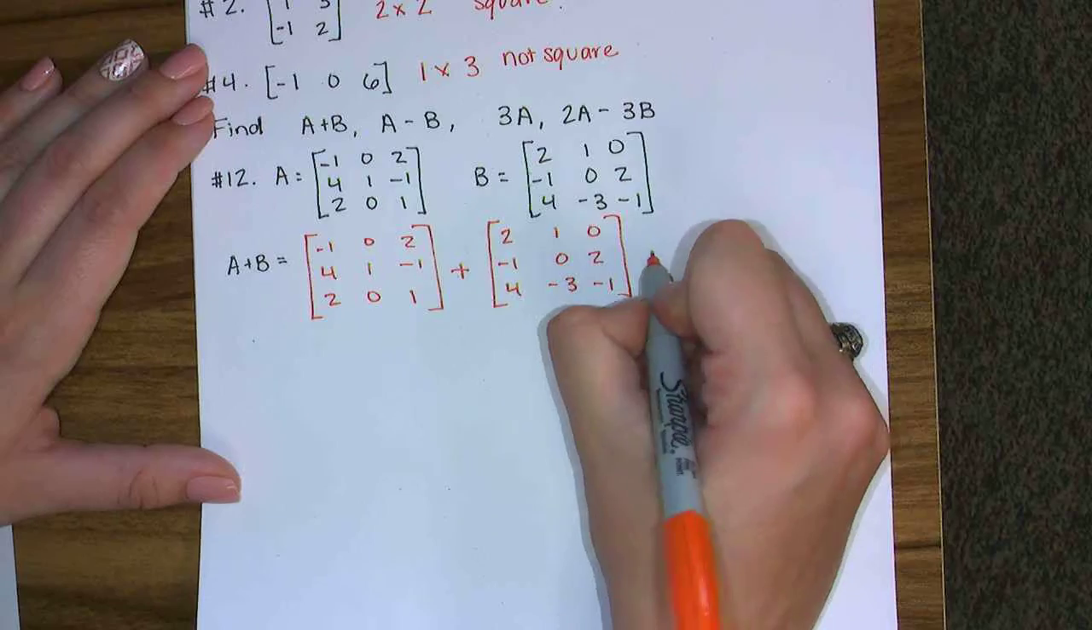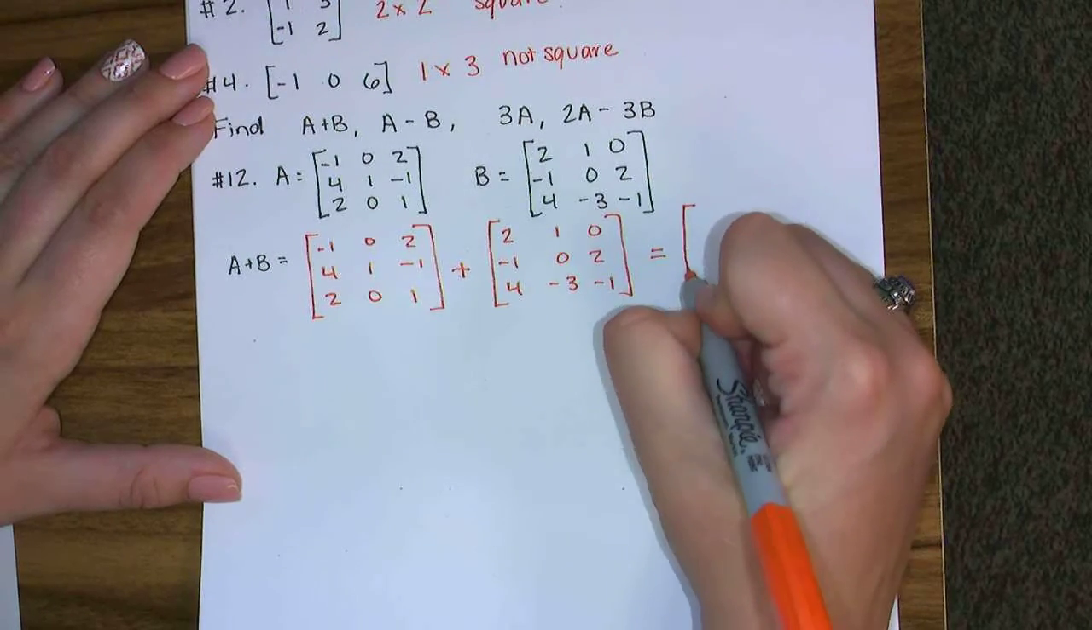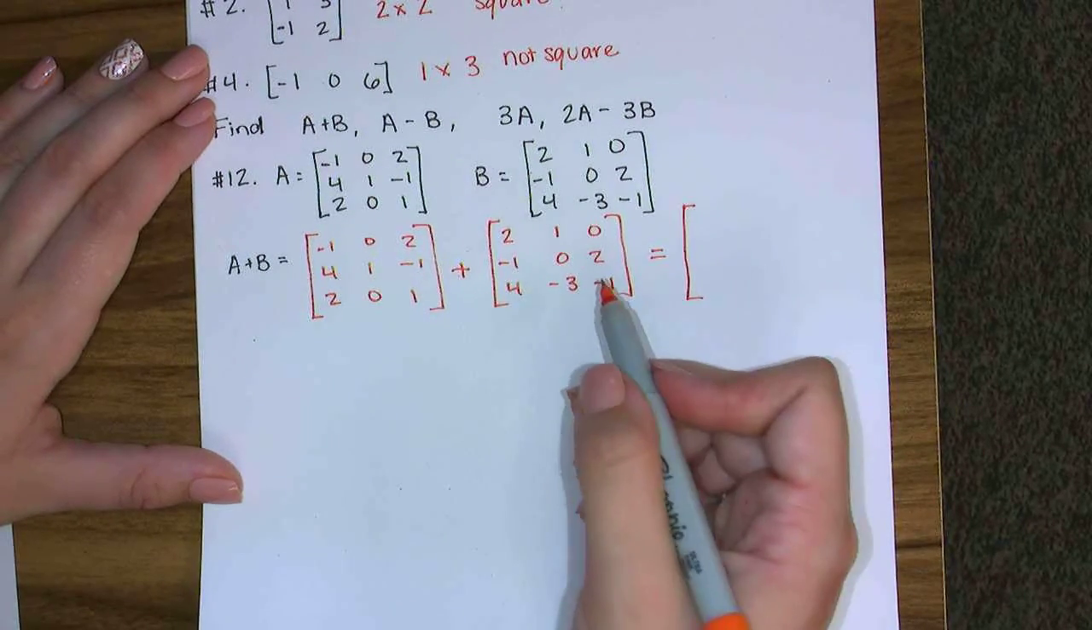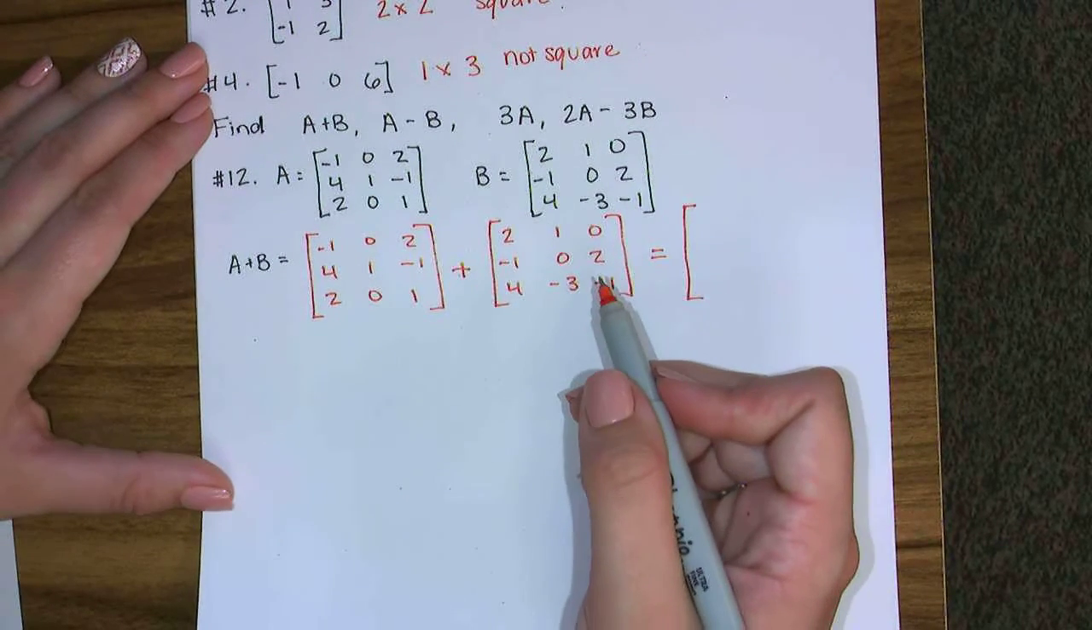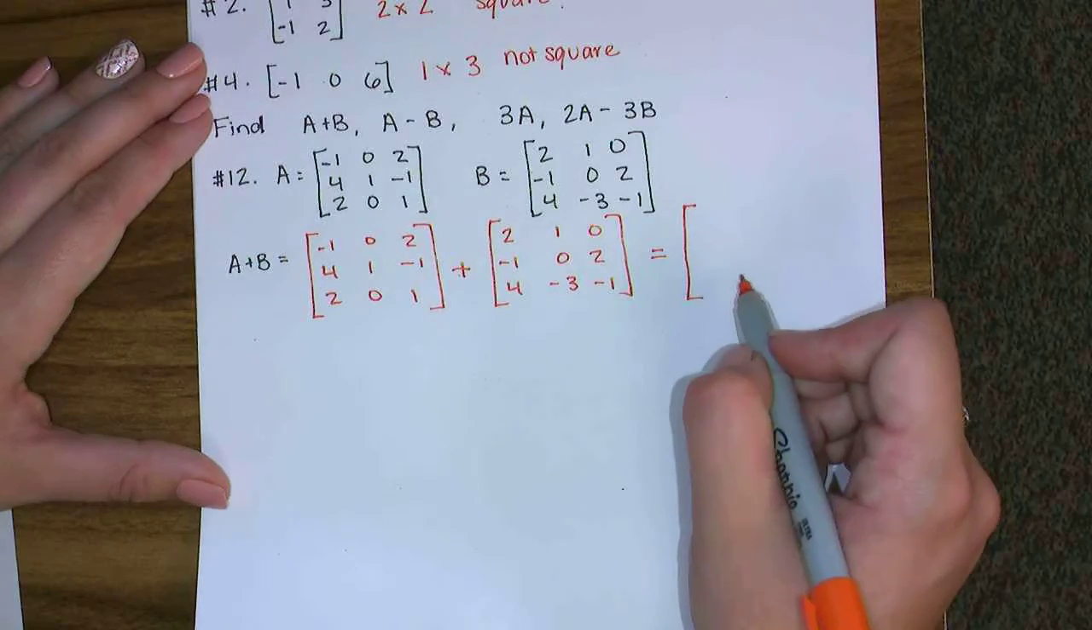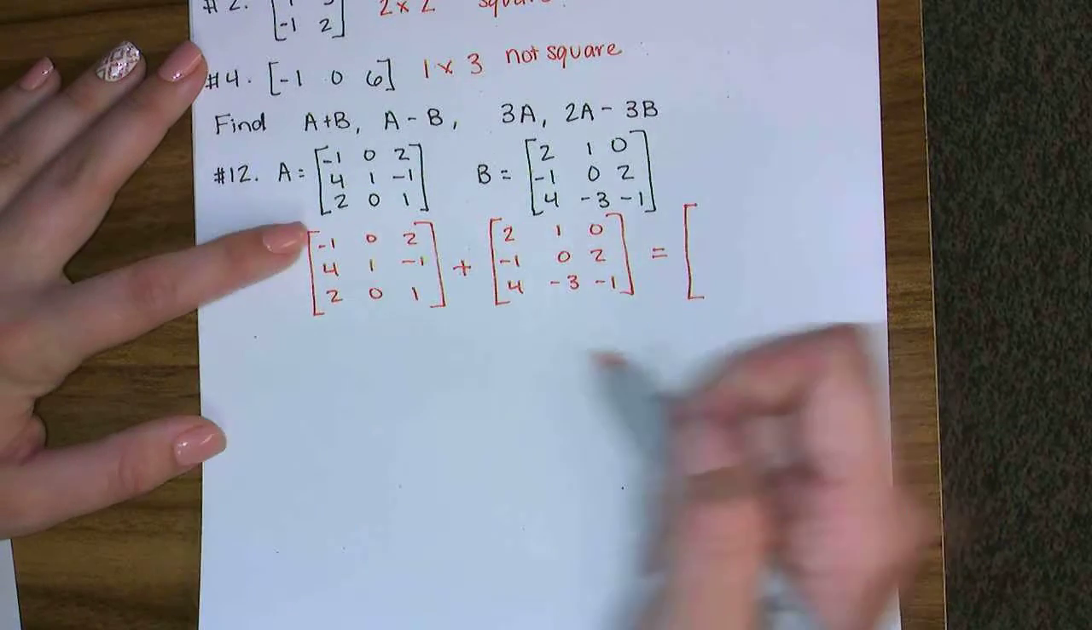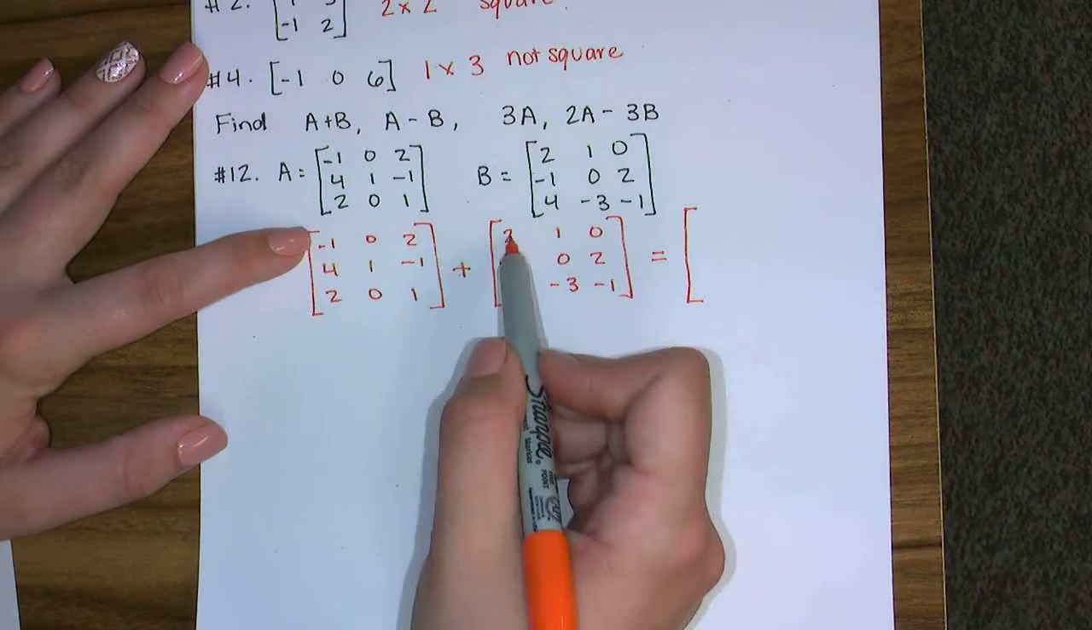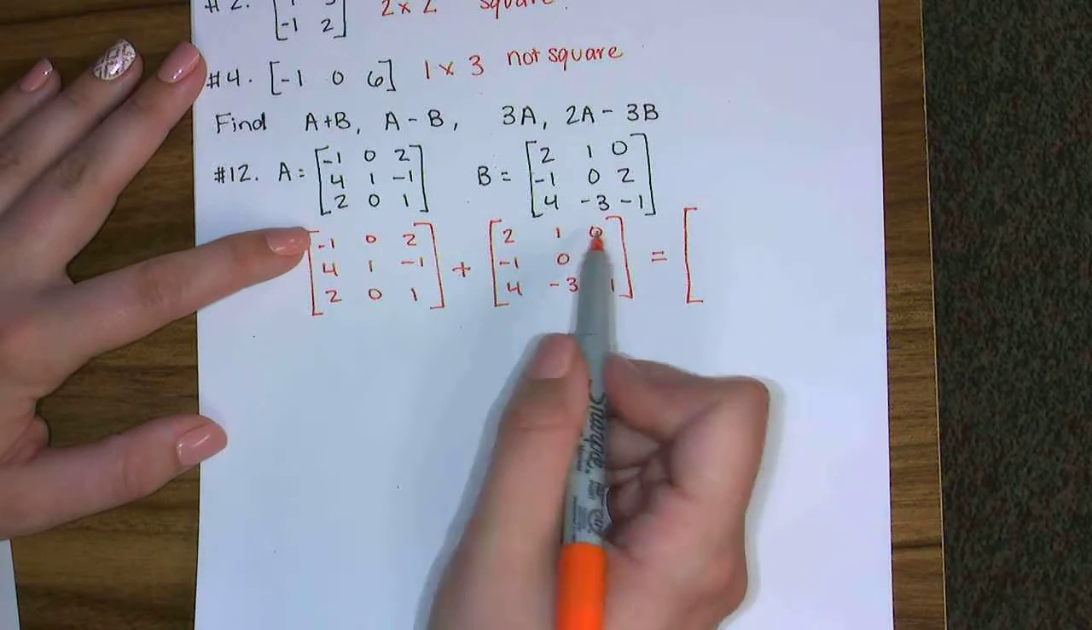So now I want to know what my resulting matrix is. Since these are both 3 by 3s, we can add them. And so my resulting matrix is also going to be a 3 by 3. So we just match up top left with top left, top middle, and so on and so forth.